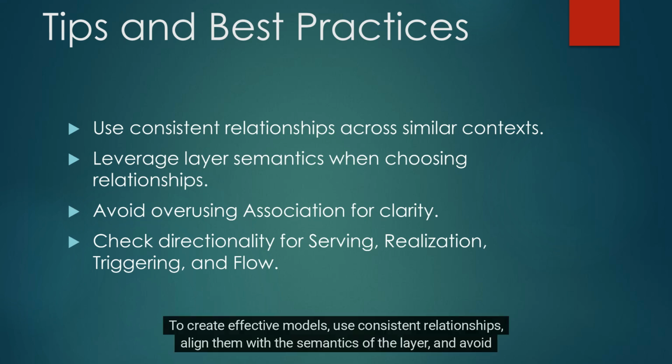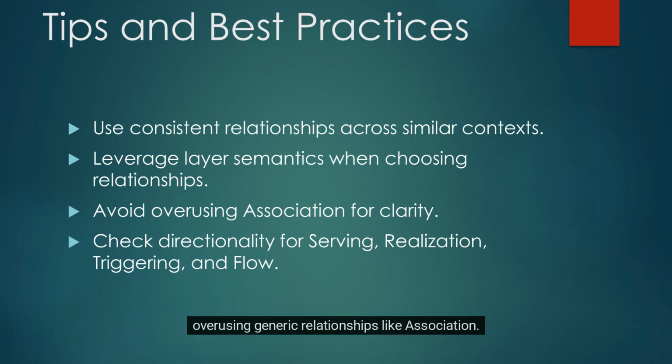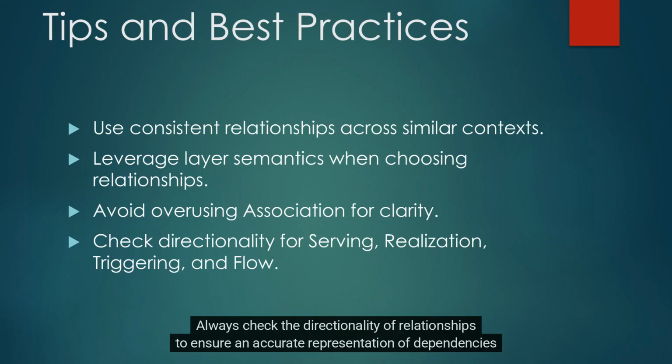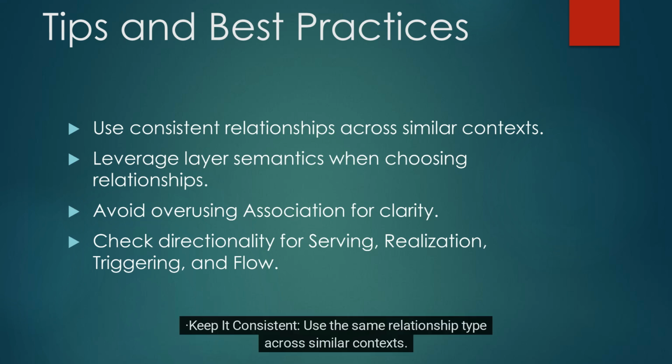To create effective models, use consistent relationships, align them with the semantics of the layer, and avoid overusing generic relationships like association. Always check the directionality of relationships to ensure an accurate representation of dependencies and flows. Keep it consistent. Use the same relationship type across similar contexts. If describing part-whole, consistently use composition or aggregation as required.